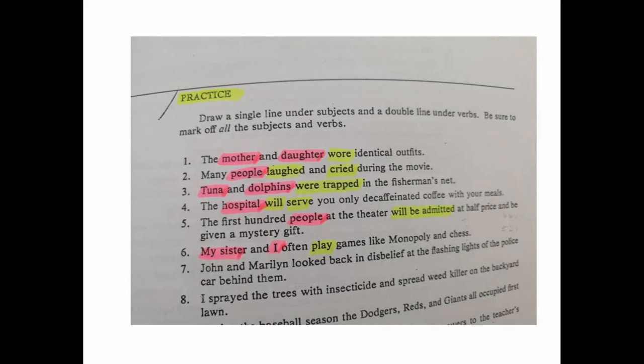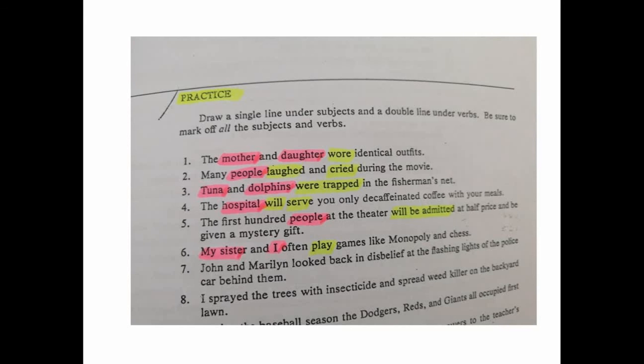Now, who wore identical outfits? Mother and daughter. What is that? A compound subject. They what? Wore. So wore is the verb. So in the first sentence, we have a compound subject but we have one verb.